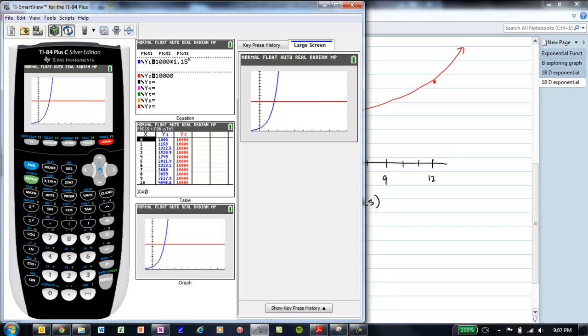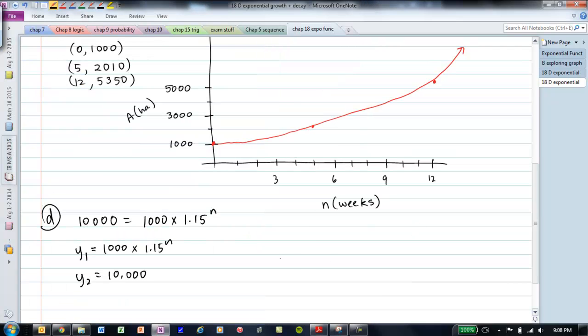And now we need to find the intersection of that point right there. So we do second calc. We choose 5 for intersect. We use our cursor. There's my first curve. There's my second curve. There's my guess. So my intersection is at 16.47. So in this case for part D, n is going to be 16.5 weeks. So it takes 16.5 weeks in order for the area to cover 10,000 hectares.